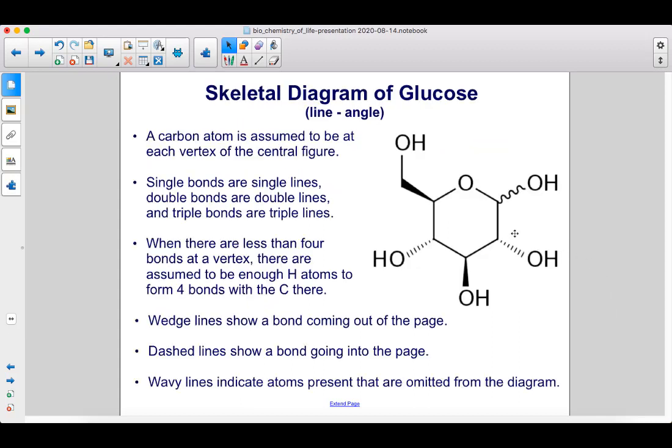Here is a skeletal or line angle diagram of glucose. A carbon atom is assumed to be at each vertex of the central figure. Single bonds are single lines, double bonds are double lines, and triple bonds are triple lines. When there are less than 4 bonds at a vertex, there are assumed to be enough hydrogen atoms to form 4 bonds with the carbon there. Wedge lines show a bond coming out of the page, dashed lines show a bond going into the page, and wavy lines indicate atoms present that are omitted from the diagram.